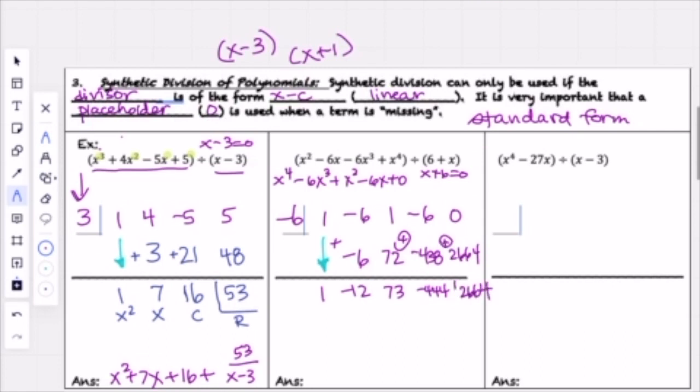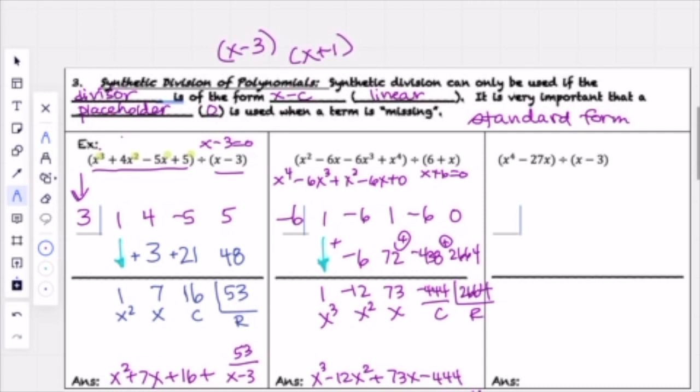All right, so let's go ahead and interpret now. This is my remainder. This is my constant. This is my x term, my x squared term, and my x cubed term. So we're going to have x cubed minus 12x squared plus 73x minus 444 plus 2,664 divided by x plus 6.